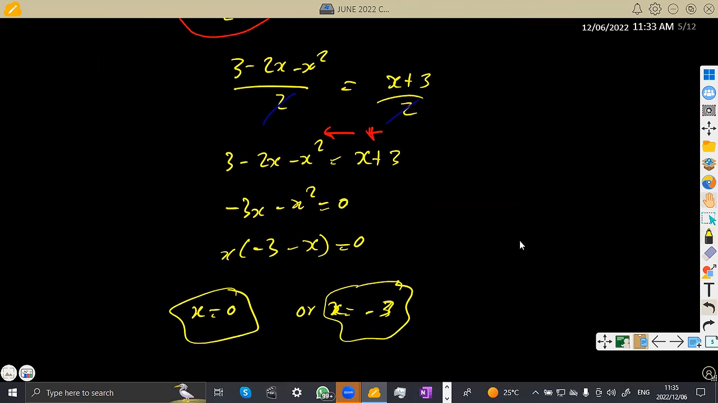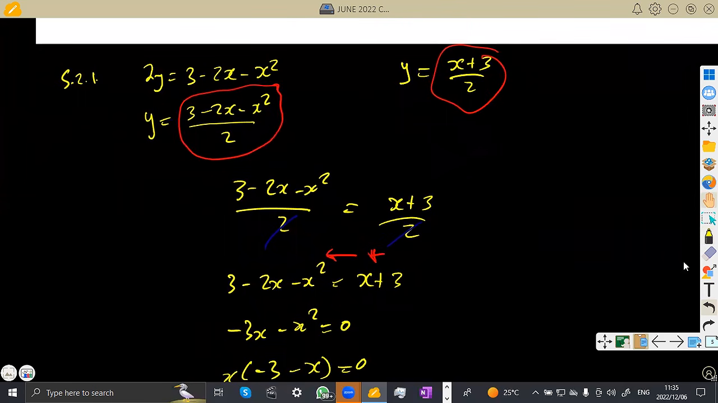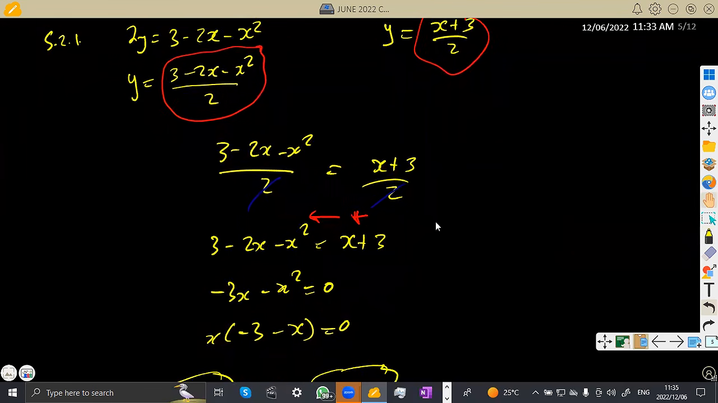So to find the corresponding value of y, you're going to substitute into any one of these equations. You can substitute into this or the other one.